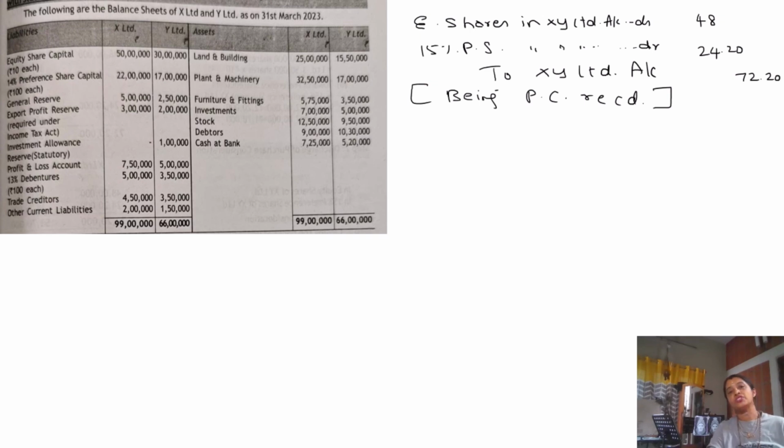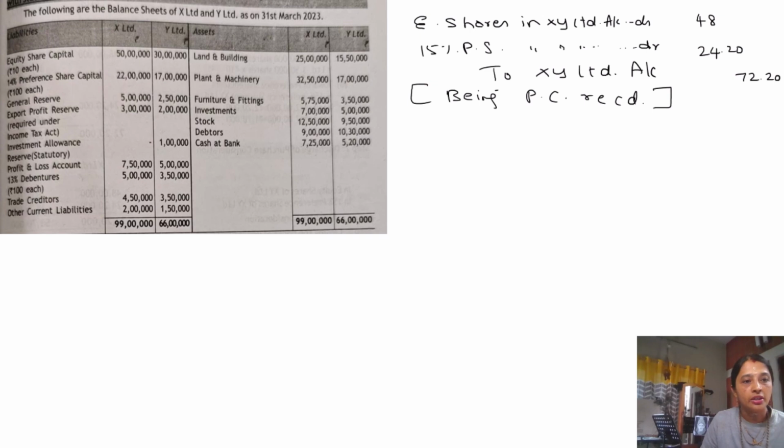In this problem, preference share capital is there. So we have to pass an entry for preference share capital due. Now due, there are three: either due at par, due at premium, or due at discount. In this problem, it is due at premium. So we will pass an entry for the due entry at premium. So the due entry at premium will be as follows.